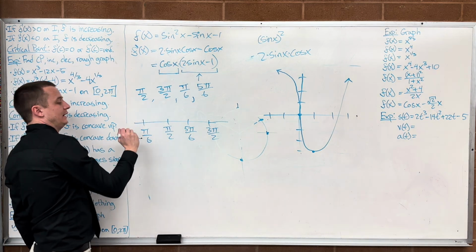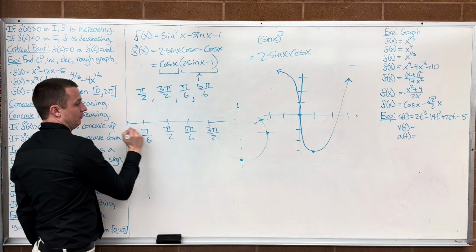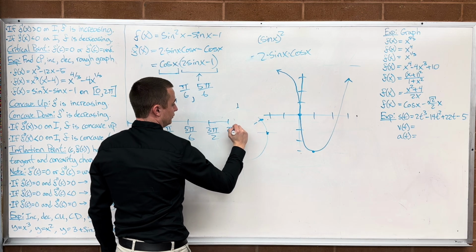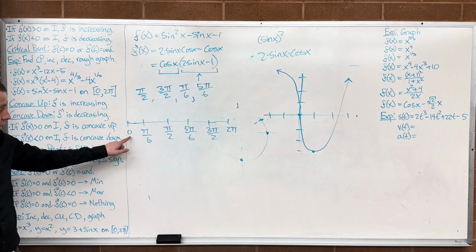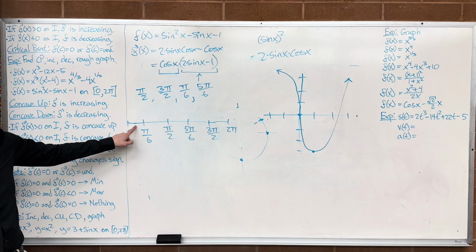So to the left of pi 6, and I guess it goes all the way back to 0 and all the way over to 2 pi. That's our whole interval, right? Yep. So between 0 and pi 6, is our function increasing or decreasing? Increasing.